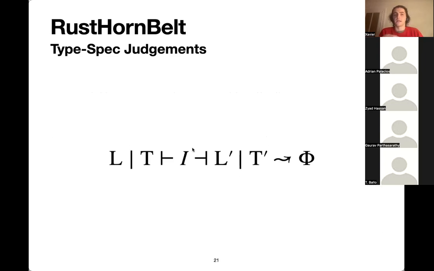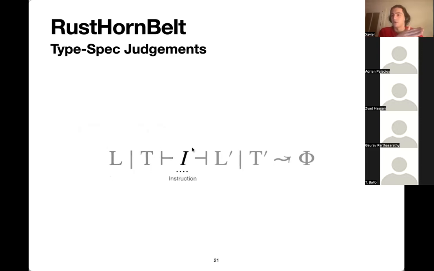But in the end, what we ended up with was a judgment that looks something like this. So we'll break it down in just a second. On the left-hand side, we have our input context. So we have our lifetime context and our type context. The lifetime context, of course, is used to talk about whatever lifetimes we have for borrows that are currently in scope. Whereas our type context is used in the standard sort of typing way, right?